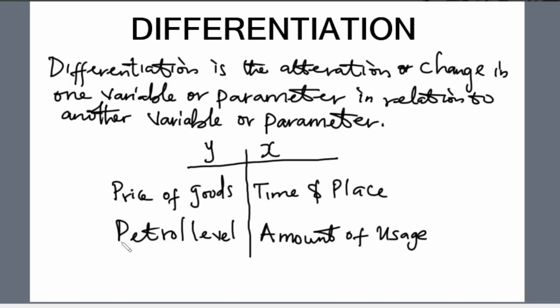Now, let's move over to petrol level. If you buy a new car and then fill up that car with fuel such that the tank gets full, if you ride that car from point A to point B, the level of the petrol reduces as a result of the amount of usage. So now the level of petrol depends on the amount of usage of the car. So y depends on x.